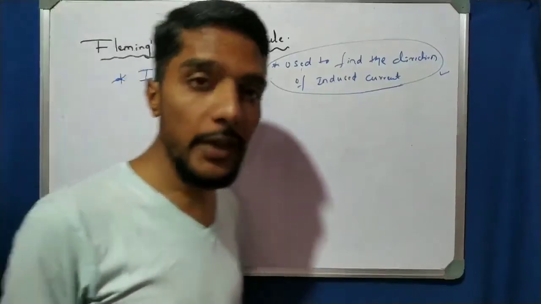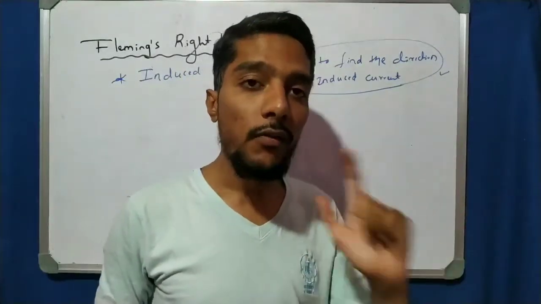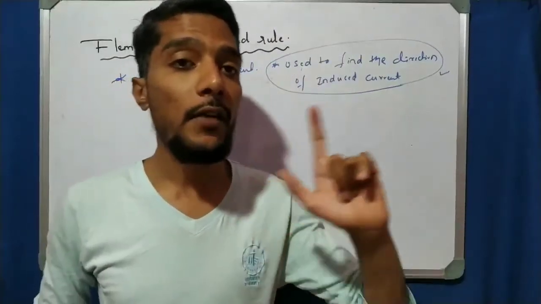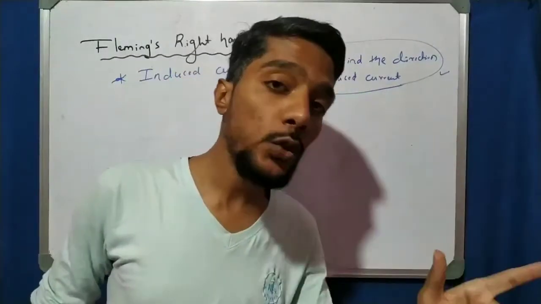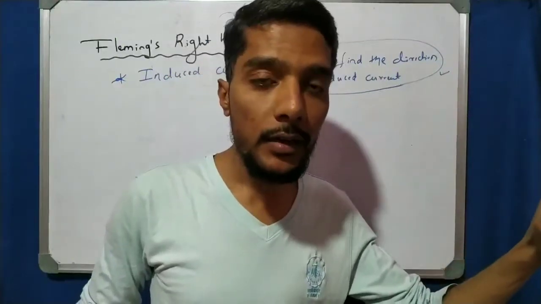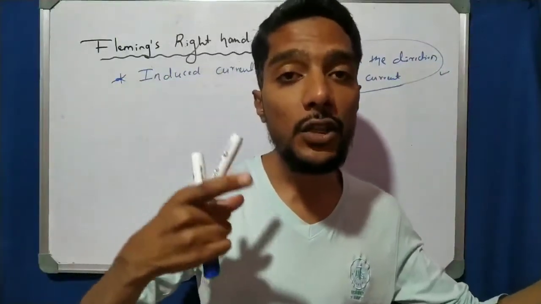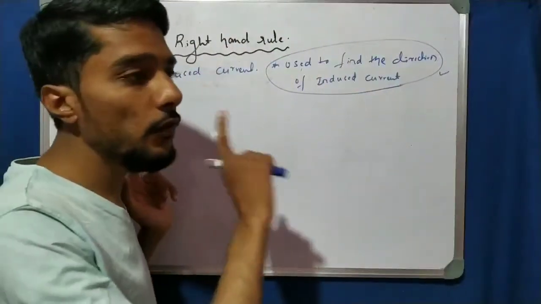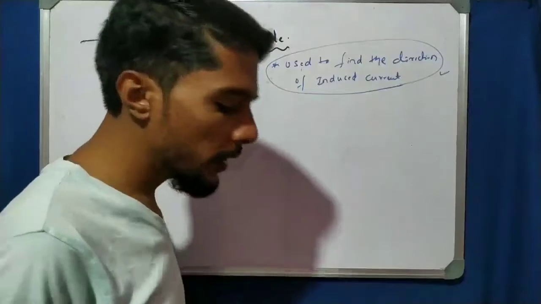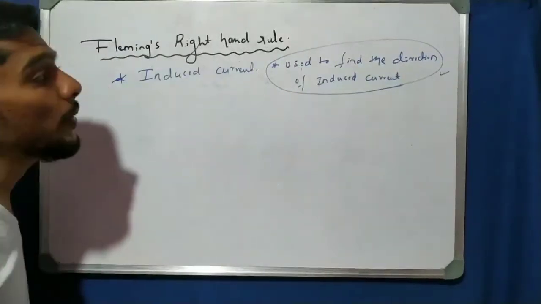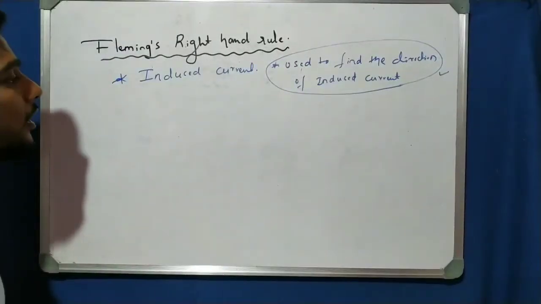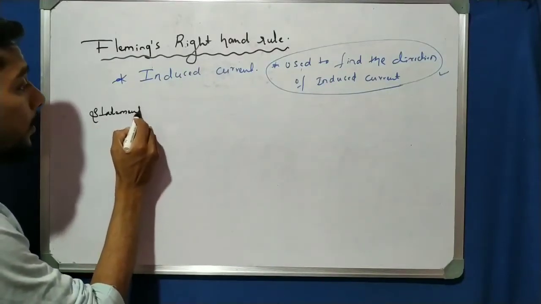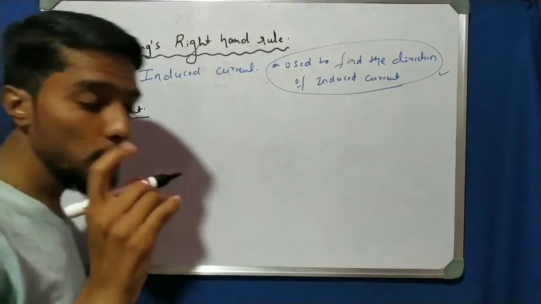So what is the statement here? See, both are different. The first difference between the left hand rule and the right hand rule: Fleming's left is used for motion of a conductor, and right is used to find the direction of induced current. That is the main difference between Fleming's right and left hand rule. Now I can write the statement here, a very important statement for 1 to 2 marks.